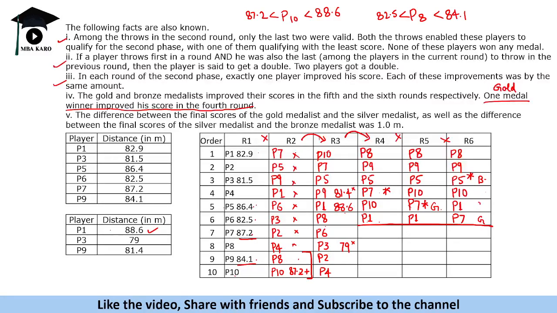Okay, so that means P1 is the silver medal winner. Now P10 has to be thrown to the fourth position so that P10 does not win the medal. Okay, so now this is done. Now we have to find out the distance thrown by them.